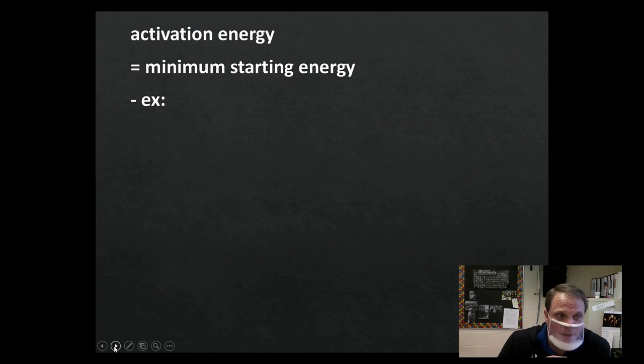I told you we would talk about activation energy. Again, it's that amount of energy that's required to go from here, wherever that base potential energy state is, all the way up to the peak where it can finally go and start moving along down here.